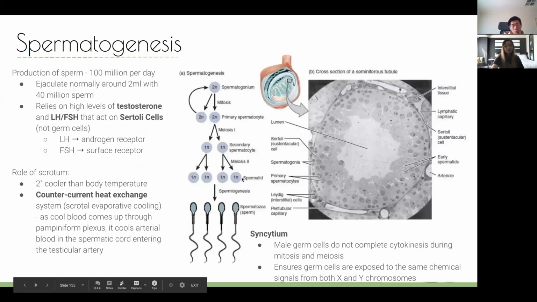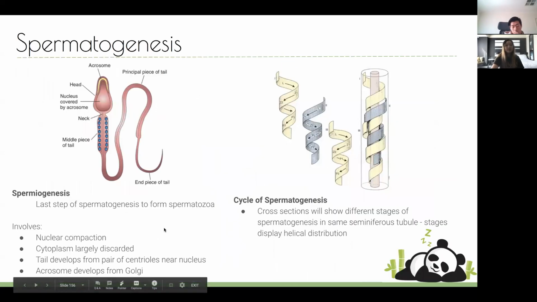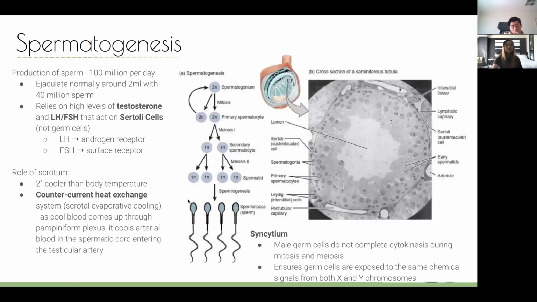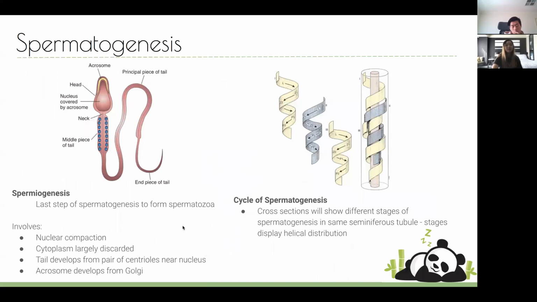Spermiogenesis, which is this last step here, turning spermatids into actual sperm, has a couple steps. I think we've covered this last year even, but it involves these guys. Nuclear compaction, so the nucleus becomes smaller. You discard a lot of the cytoplasm. As you can see, it's not round anymore. You have a tail that develops, and you also have an acrosome, which is quite important.